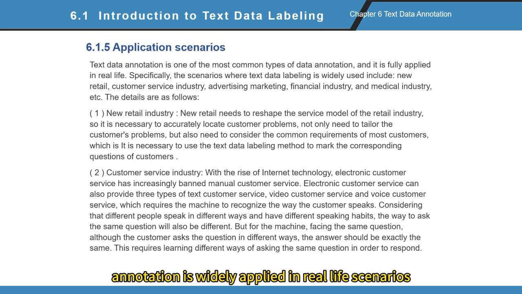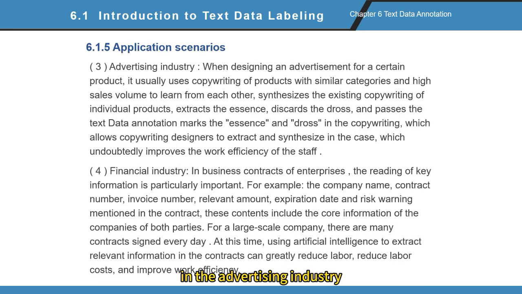Text data annotation is widely applied in real-life scenarios. In the new retail industry, it helps reshape the service model by accurately locating customer problems. In the customer service industry, with the rise of electronic customer service, machines need to recognize different ways customers ask questions, so text data labeling is used to learn these variations. In the advertising industry, text data annotation helps designers learn from similar product copywriting by marking the essence and dross. In the financial industry, it can extract key information from enterprise business contracts, reducing labor and cost while improving efficiency.